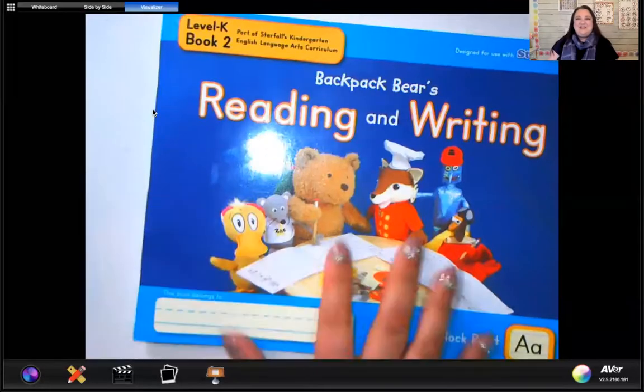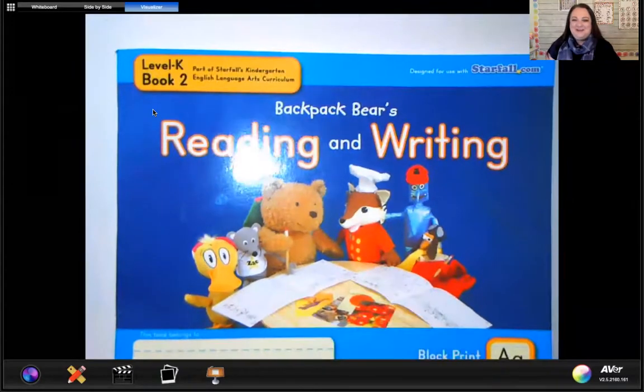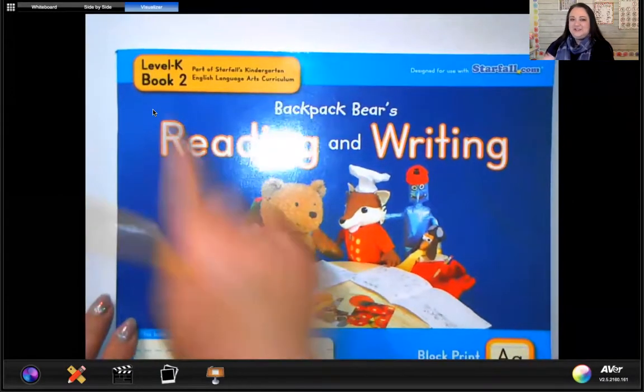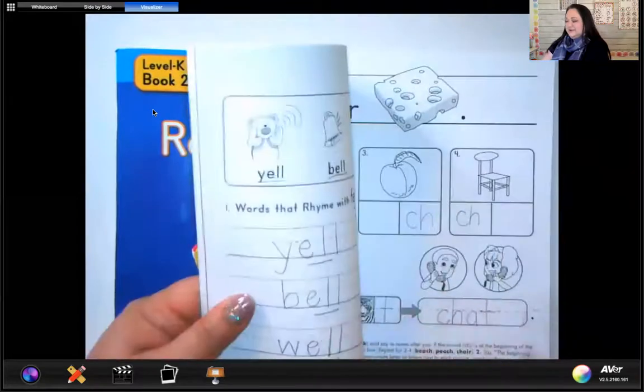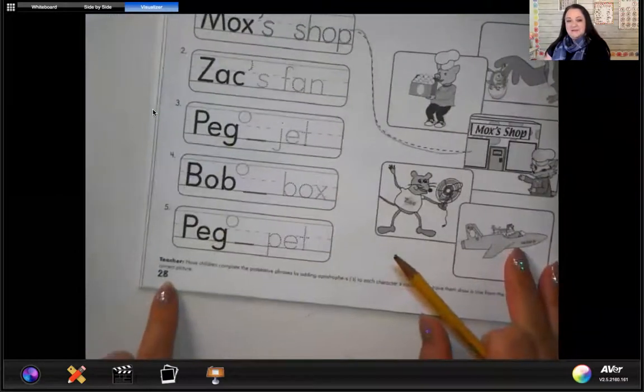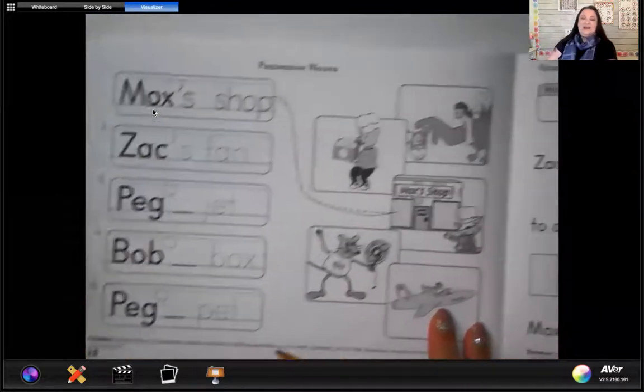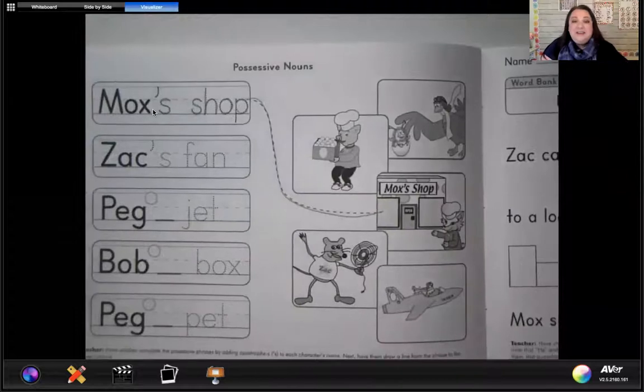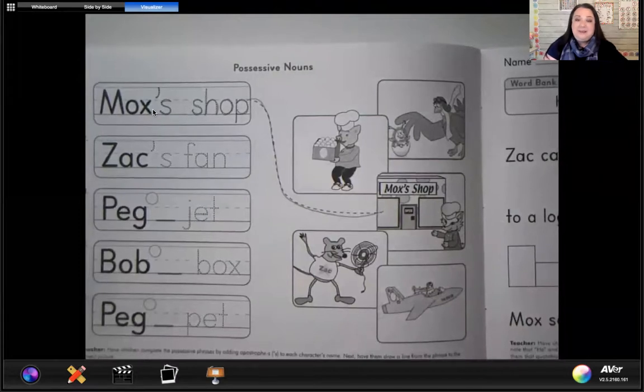Okay, so we've got our backpack reading and writing workbook number 2. And we're going to turn to page 28, which is a 2 and an 8. Okay, and you can see down here at the bottom, we have a 2 and an 8. All right, and if you're having any trouble finding page 28, go ahead and ask your mom or dad or a big brother or sister to help you find that page.